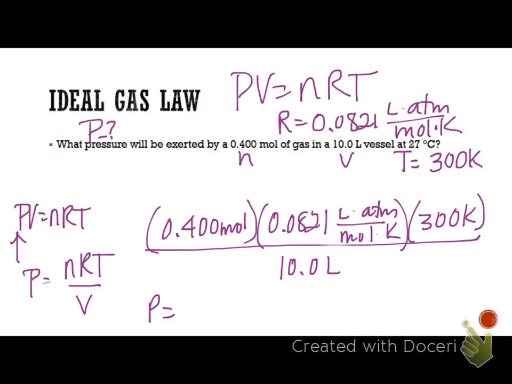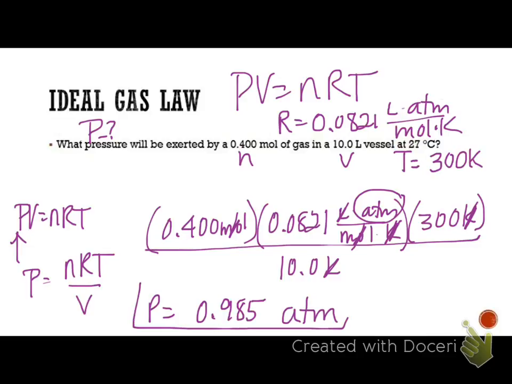I want to show you how these units are going to cancel out. This liter cancels with that liter, this mole cancels with that mole, and this Kelvin cancels that Kelvin. So I'm left with my unit of atmosphere, which is what I need since I'm looking for pressure. I multiply the top, divide by the bottom, and I get 9.85. Everything was in 3 sig figs, so I need 3. 9.85 atmosphere. So that's how we would work that.